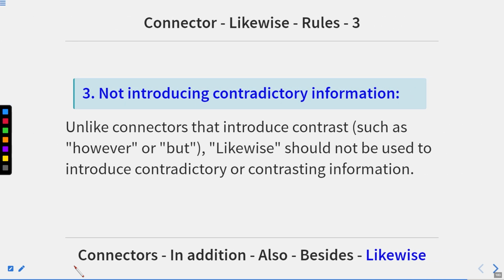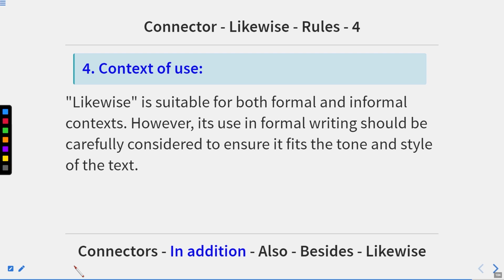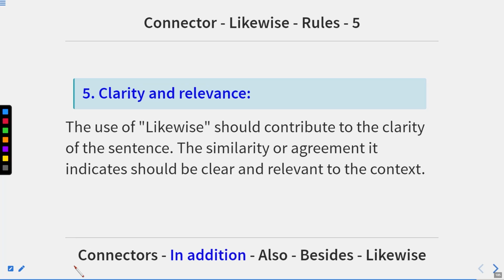Not introducing contradictory information. It means we cannot introduce any contradictory information with the help of likewise. Unlike connectors that introduce contrast such as however and but, we cannot use likewise to show that contradiction because it shows the similarity. Context of use: likewise is suitable for both formal and informal context. However, its use in formal writing should be carefully considered to ensure it fits the tone and style of the text. Clarity and relevance. The use of likewise should contribute to the clarity of the sentence. This similarity or agreement it indicates should be clear and relevant to the context.